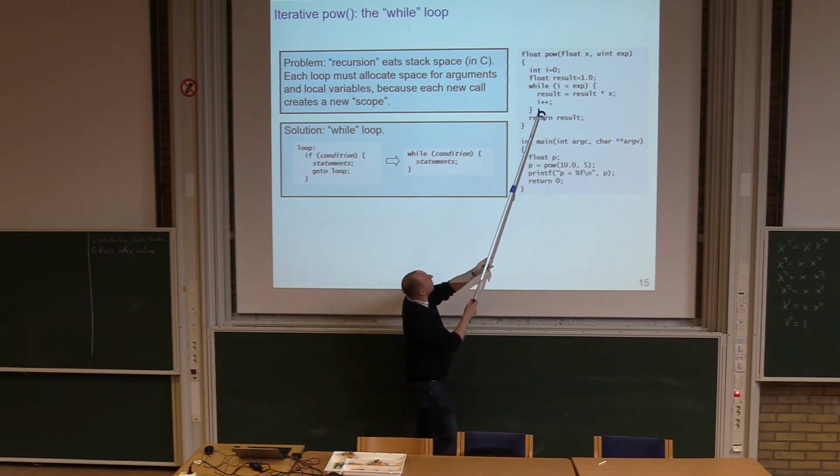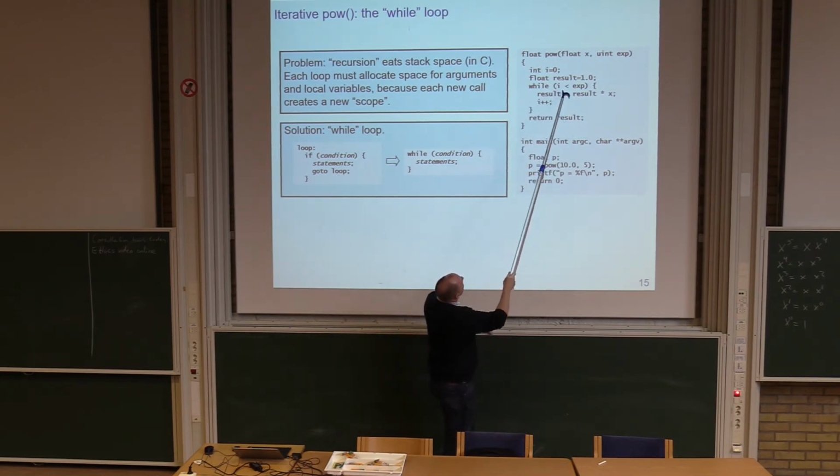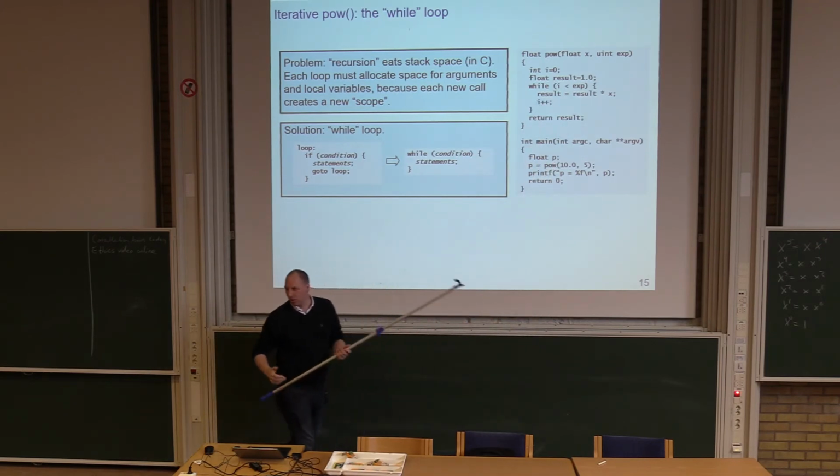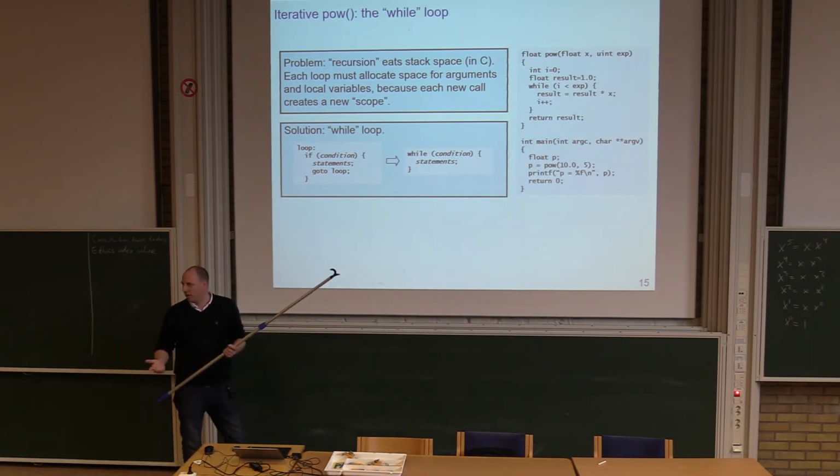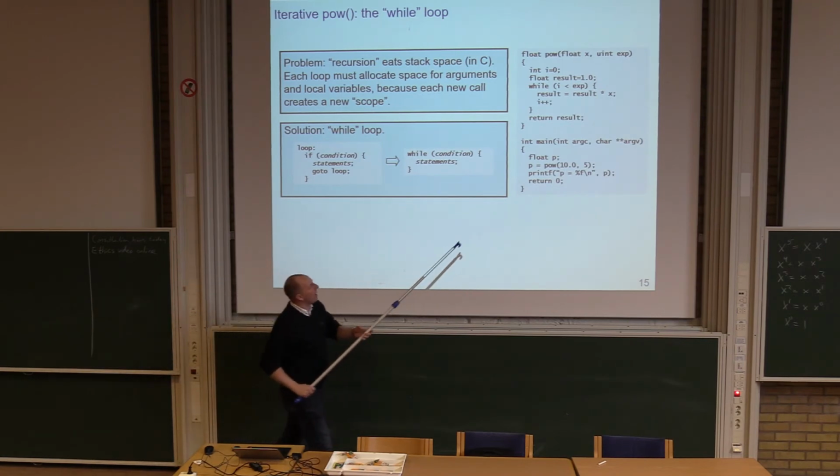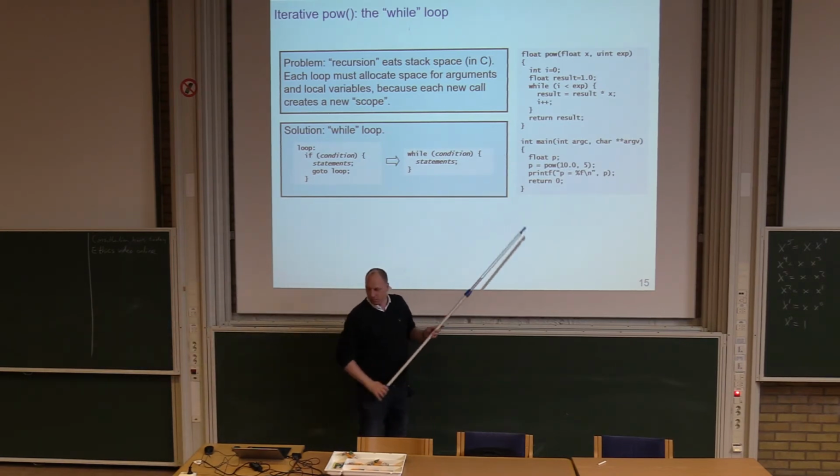So we will do this until i is no longer less than the exponent. When i is equal to the exponent, we will not execute that, and instead we will return the result. So it will do exactly the same thing, but it's just written in a different way, where you don't have the recursion.